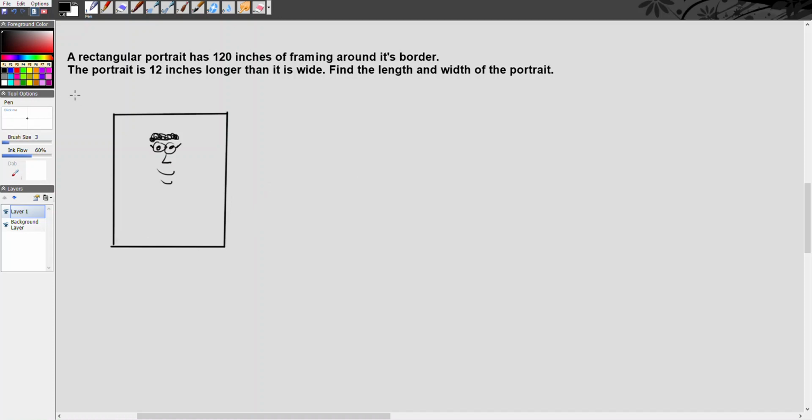Anyways, so we know, what do we know? Let's get our information. We know that the perimeter of this rectangle, this rectangular portrait, is 120 inches. Okay? And we know, what clues do they give us? They tell us about a length and they tell us about a width. Okay? So we have here our length and we have our width.